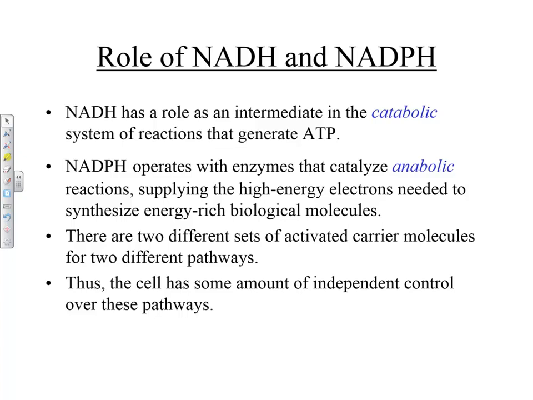So sometimes you want to burn glucose to produce energy. Sometimes you have some energy from somewhere and you want to store it in glucose. So the two different reactions are controlled by these two different kinds of activated carrier molecules.